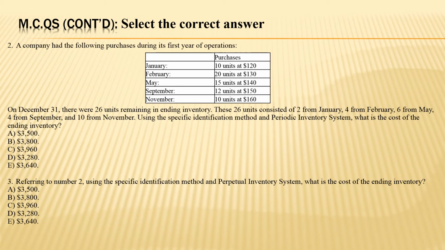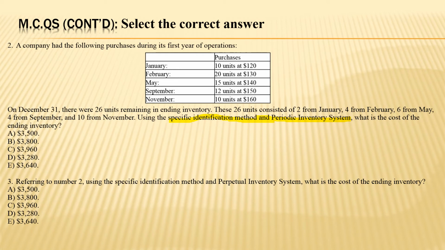These 26 units consisted of 2 from January, 4 from February, 6 from May, 4 from September, and 10 from November. Using the specific identification method and periodic inventory system, what is the cost of the ending inventory? While we are using the specific identification method under the periodic inventory system, as I said before, the calculation of the COGS or ending inventory using specific identification is the same whether I am under the perpetual or the periodic inventory system.